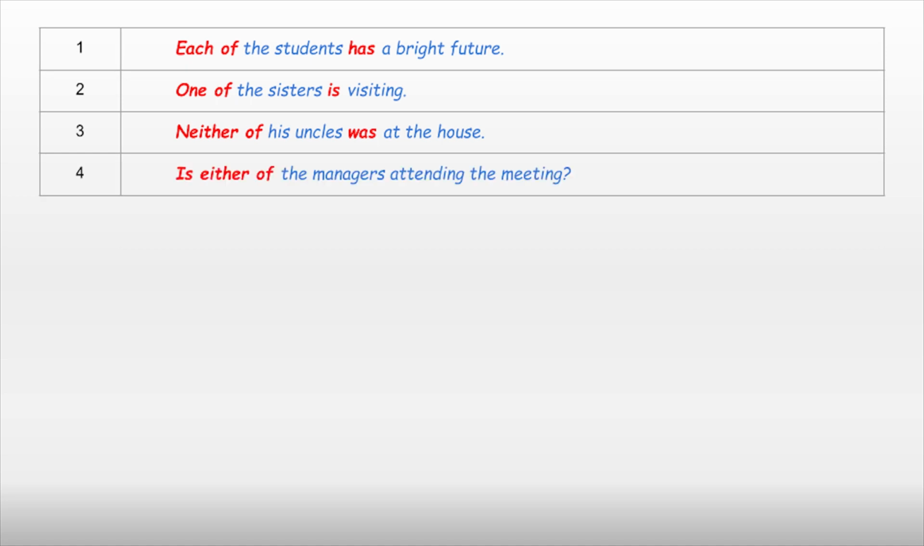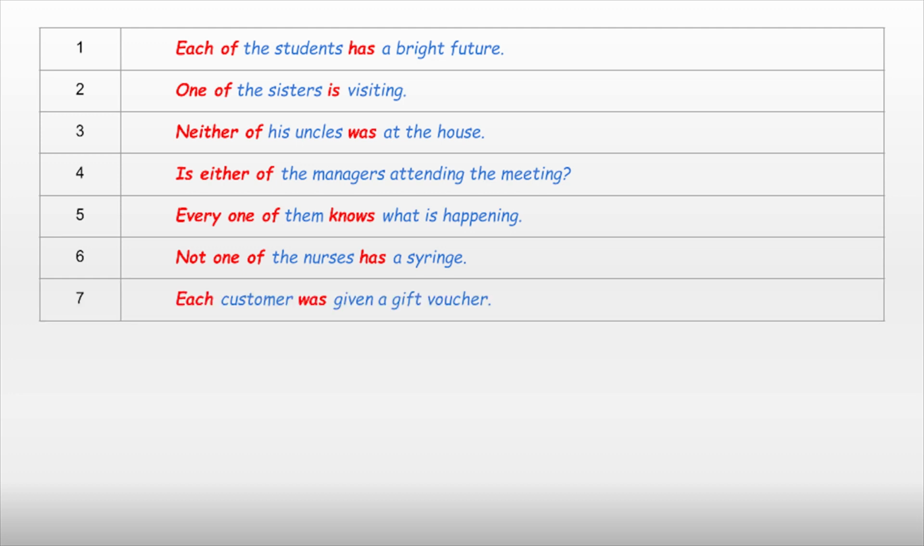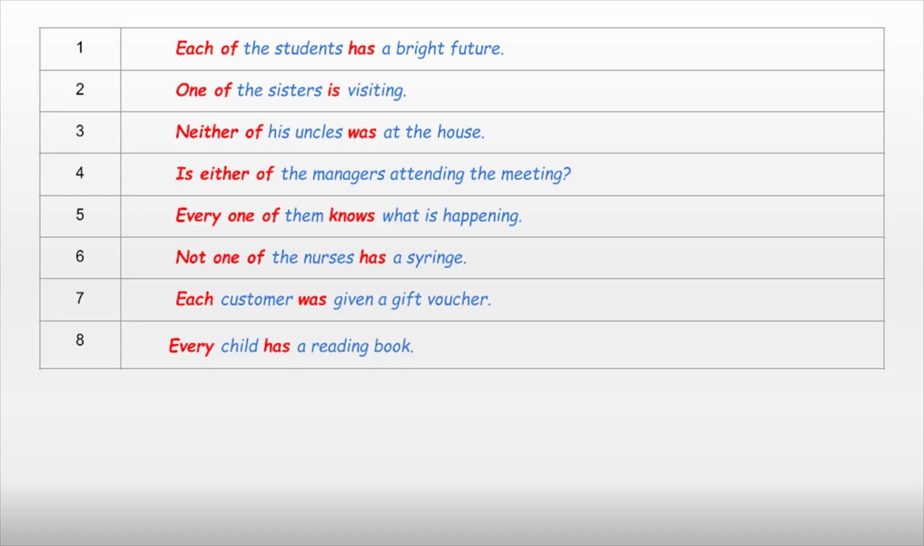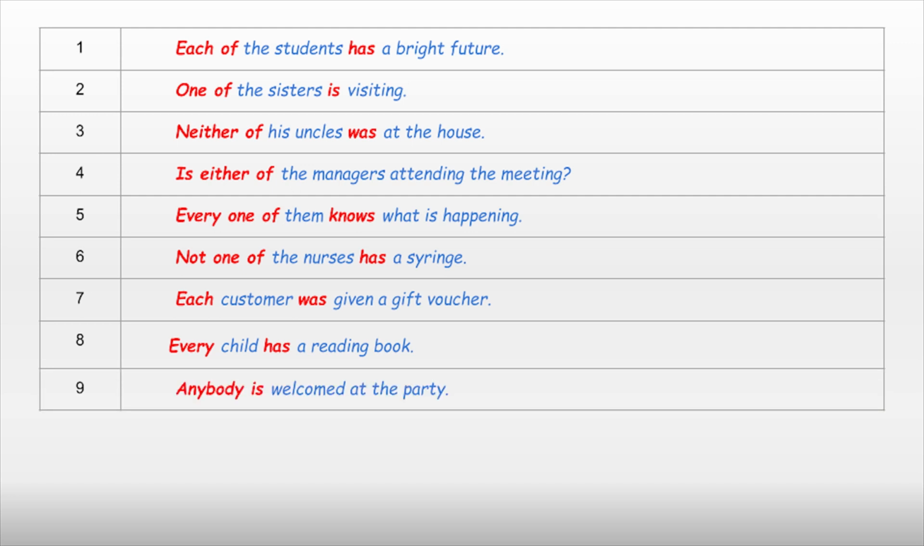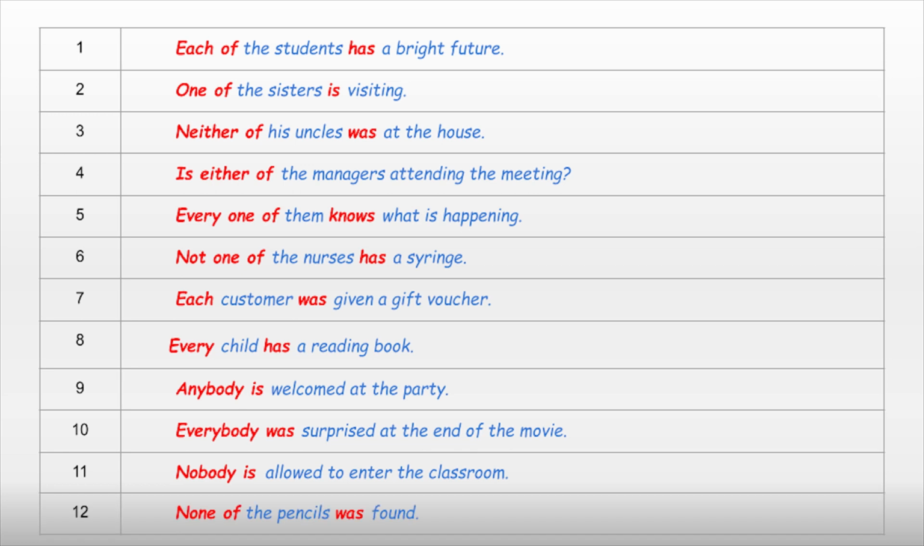Is either of the managers attending the meeting? Every one of them knows what is happening. Not one of the nurses has a syringe. Each customer was given a gift voucher. Every child has a reading book. Anybody is welcomed at the party. Everybody was surprised at the end of the movie. Nobody is allowed to enter the classroom. None of the pencils was found.